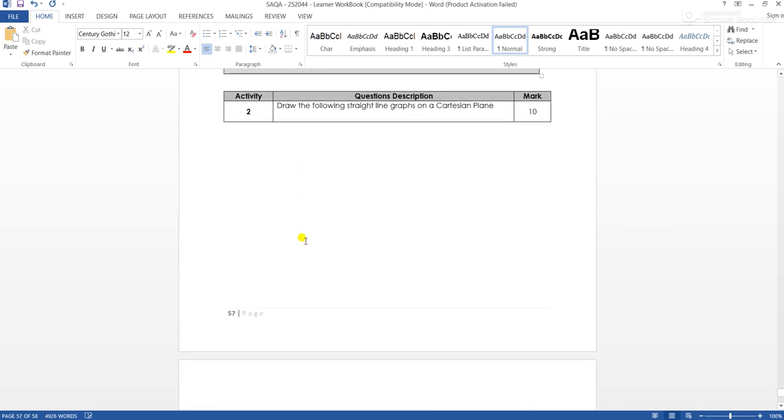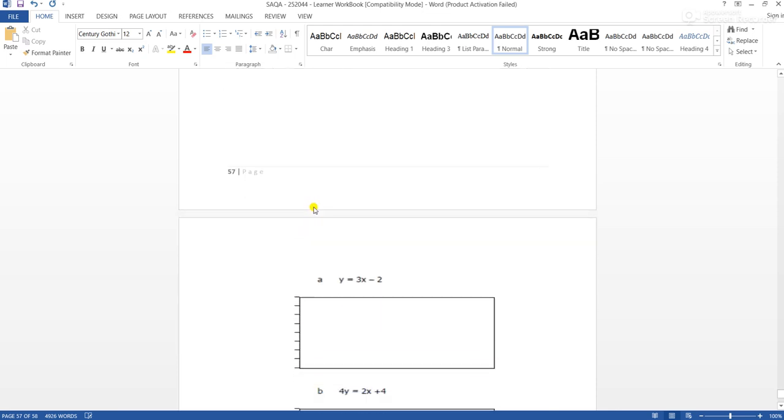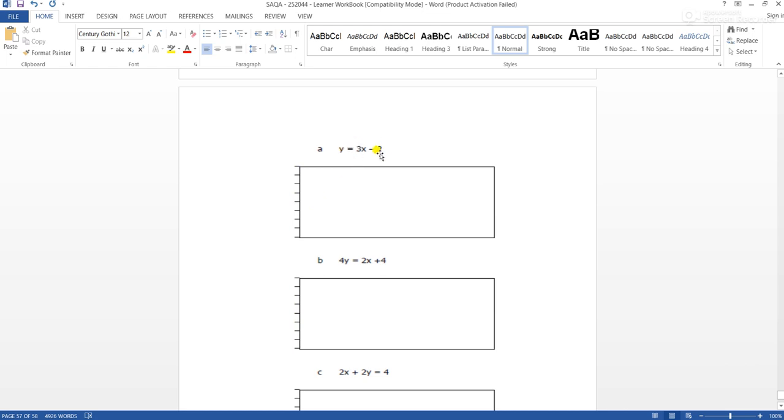And also for activity 2, you need to draw the following straight line graphs on a Cartesian plane. The first thing that you need to do is find the x-axis and your y-axis.